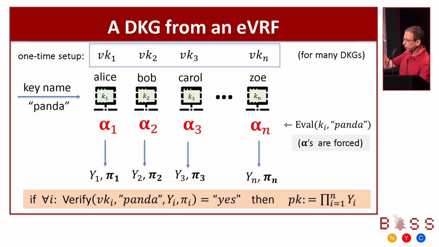In some sense, this is a commit and reveal protocol, but the commit phase only runs once. And then you can participate in as many DKGs as you want. The same thing holds in the case of a signing protocol. You commit once to your eVRF key, and now you can participate in as many signing protocols as you want, and your random contribution is forced. You don't have a choice in what to contribute, and because of that, all the attacks go away.